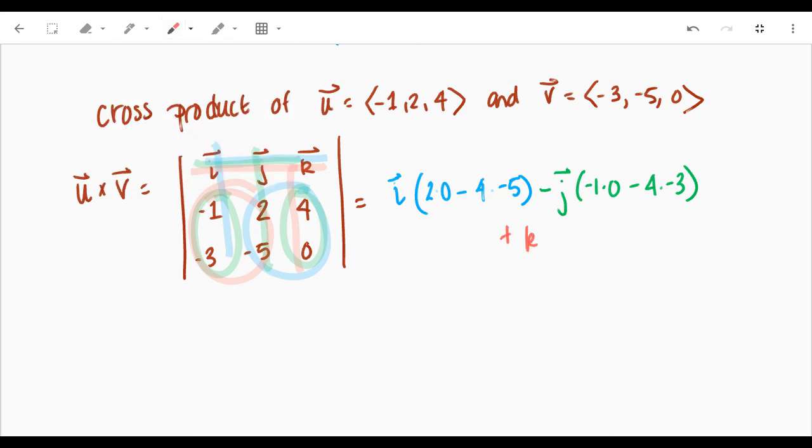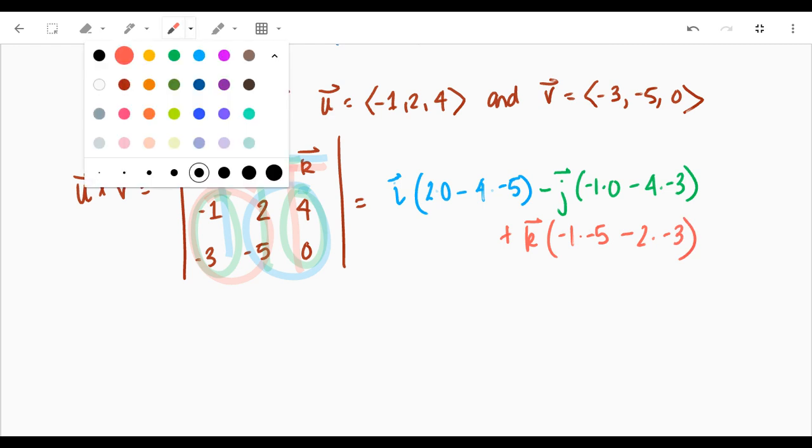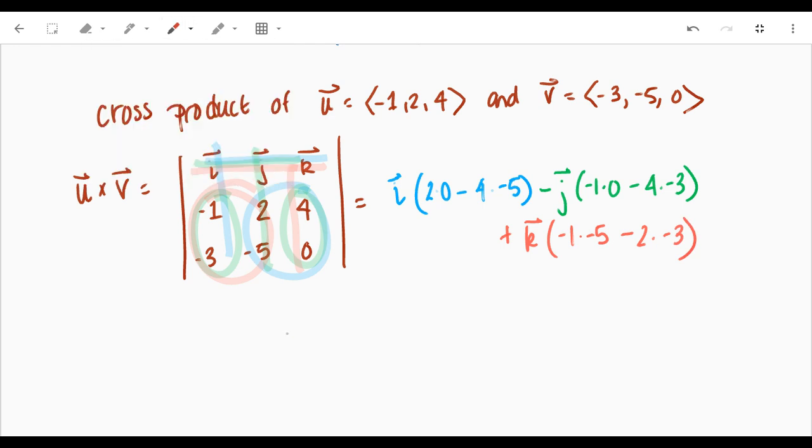Okay, so plus k times -1 times -5 minus 2 times -3. So what we end up with, hopefully, is a positive 20i. And then we'll have -1 plus 12. Oh, no, I'm sorry, 0 plus 12, so 12j. And then we'll have positive 5 plus 6, so plus 11k.